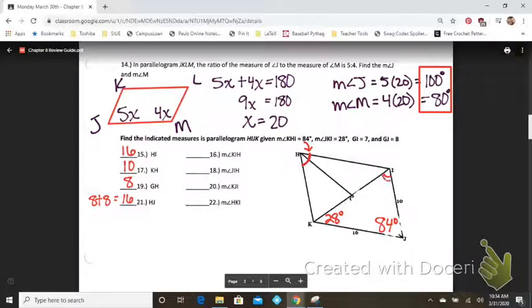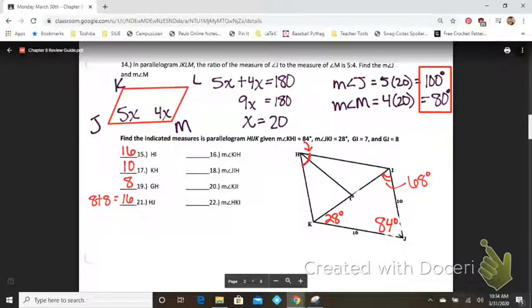So this little angle in here I could find by taking 180 minus 84 minus 28, because now I'm just looking at this triangle. Okay, so if we take 180 minus 84 minus 28, we should get 68 degrees right in there.